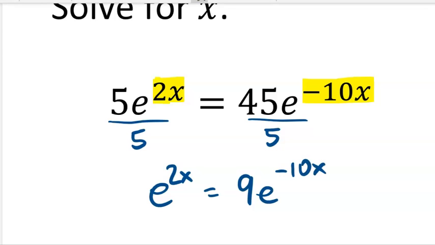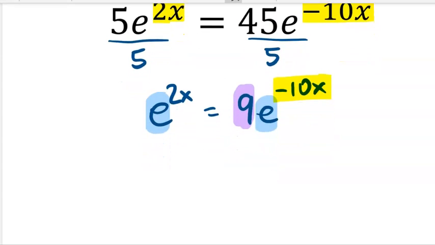And notice I could do that. I could divide both sides by 5 because the exponents didn't apply to the numbers in front. The exponent only applies to the base e, not to the 5 or the 45, and not to the 9. 9 is called a coefficient.